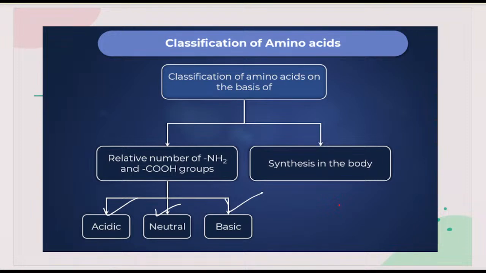And the next one is the synthesis in the body. So you know, in our body we have two kinds of amino acid.